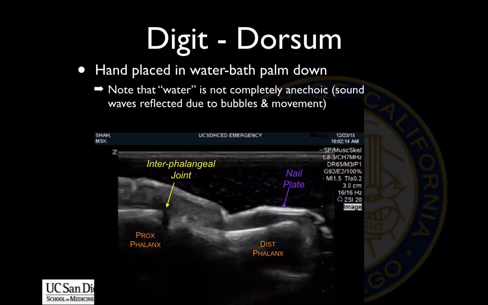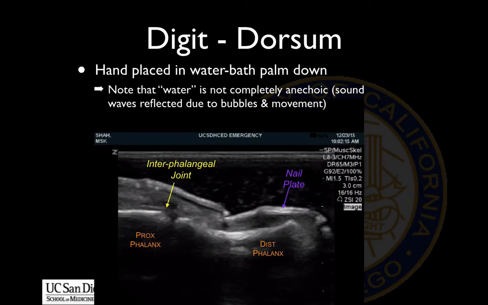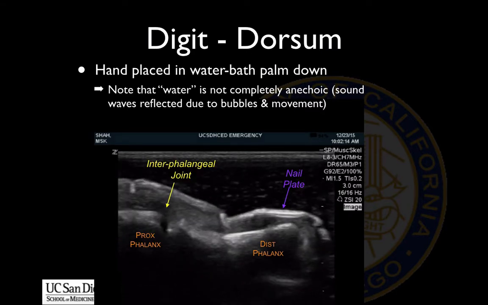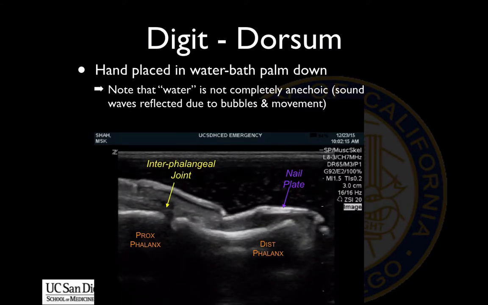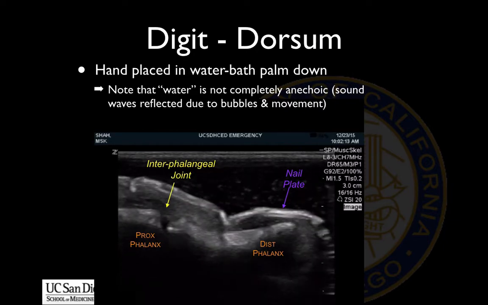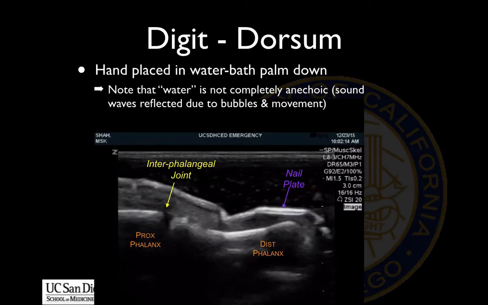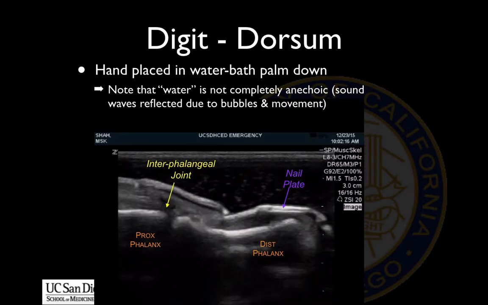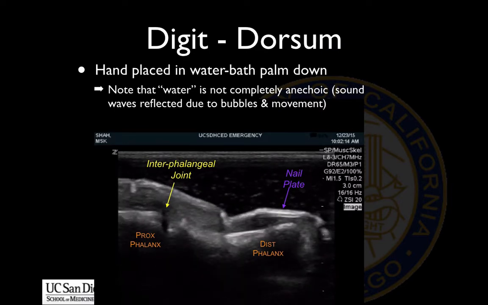Shown here is an example of the distal thumb, which is evaluated from the dorsal aspect. Notice that the water in the water bath is nearly black, however it does not appear completely anechoic. This is a result of air bubbles within the water, resulting in a small amount of signal being reflected back to the ultrasound probe.